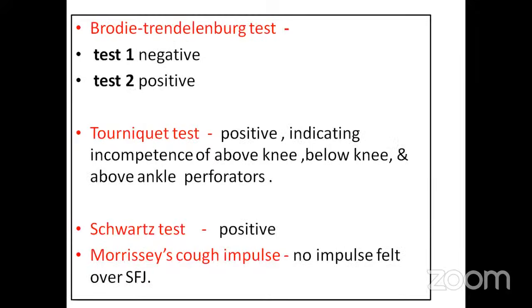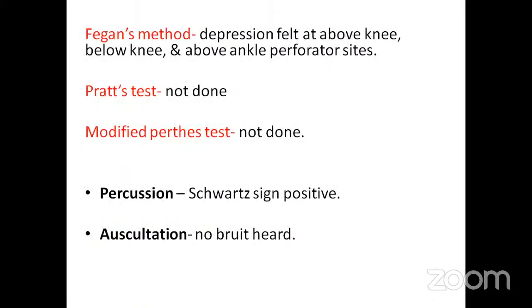Then tests. Brodie-Trendelenburg test: test 1 negative and test 2 positive. Tourniquet test positive, indicating incompetence of above knee, below knee, and above ankle perforators. Schwartz test positive. Morris's cough impulse, no impulse felt over the saphenofemoral junction. Then Fegan's method, depressions felt at above knee, below knee, and above ankle perforator sites. Pratt's test and modified Perthes test not done. Percussion, Schwartz sign positive. Auscultation, no bruit heard.